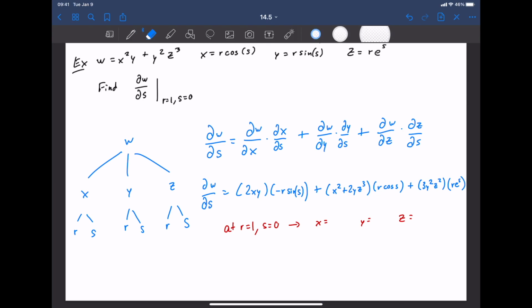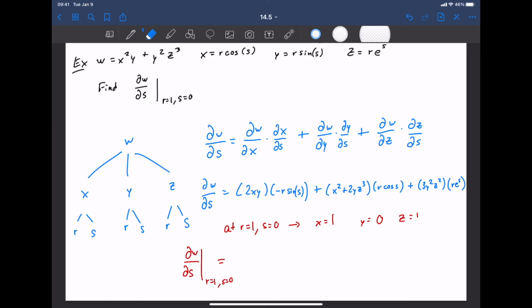X is 1. Y is 0. Z is 1. Please triple check that. Did you get that right? And now we're just going to go for it. dw, ds, partial w, partial s, when r equals 1, s equals 0. You could write down all the other ones, but I'm not going to.